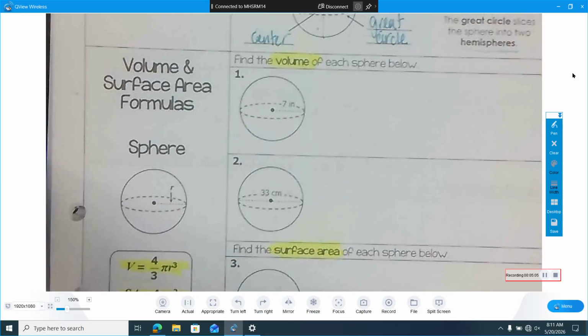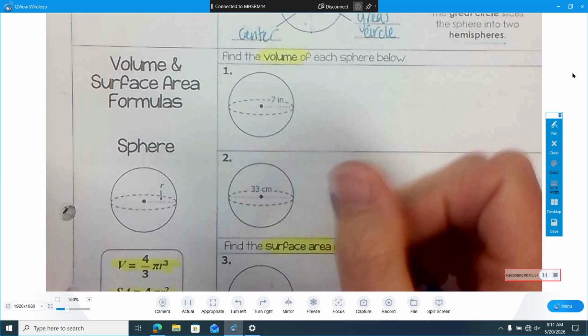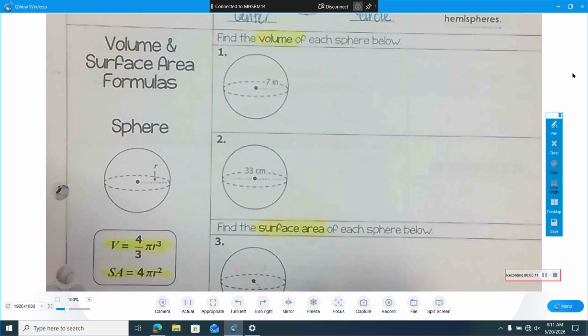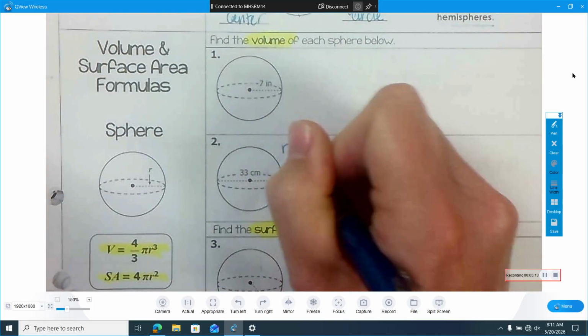All right, so let's look. Let's just do number 2. On number 2, we want to find the volume of the sphere. So what is the radius of the sphere?